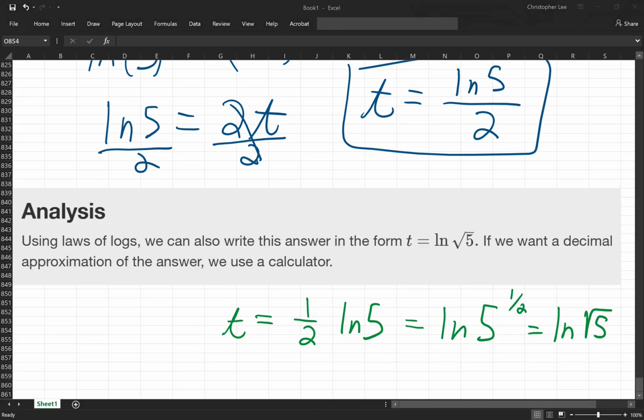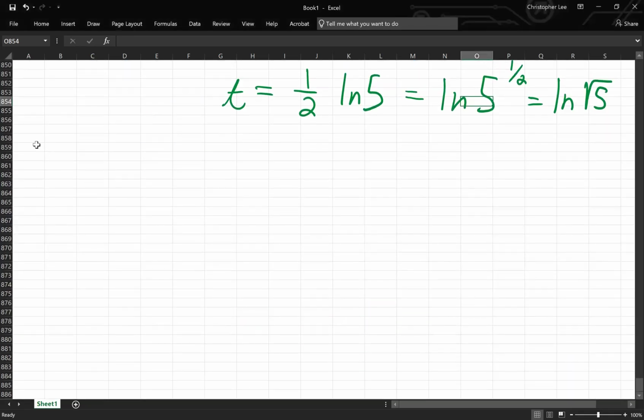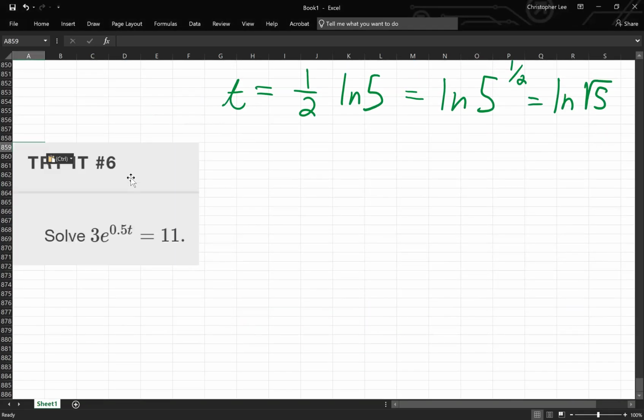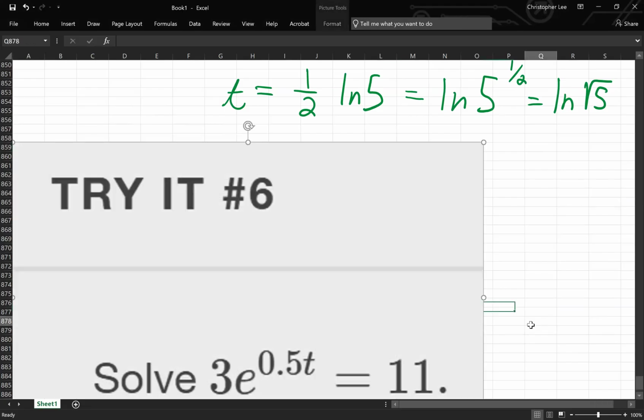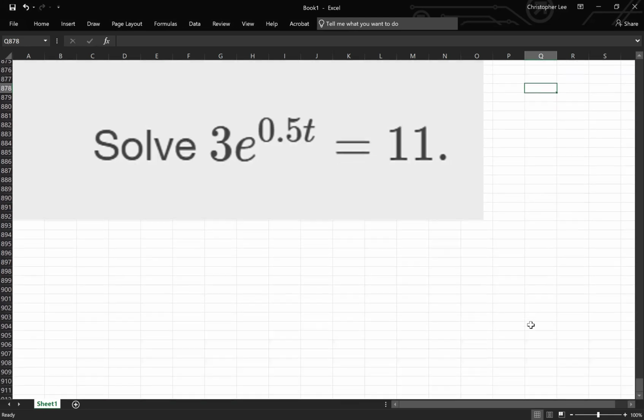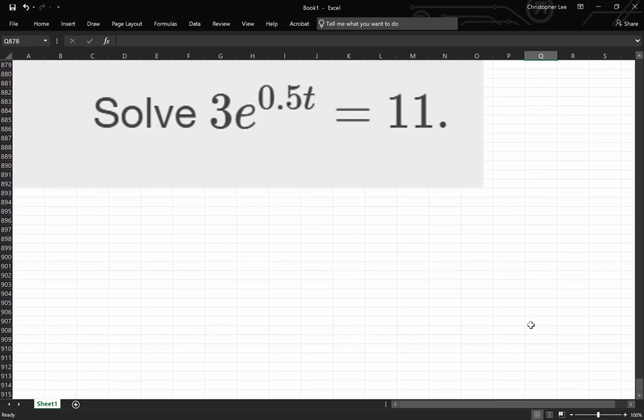Y'all good, or y'all want to see another one? I feel like it's easy. You're just solving for x, or t, whatever. We're solving for t. And don't overthink it. It's as easy as you might think it is.